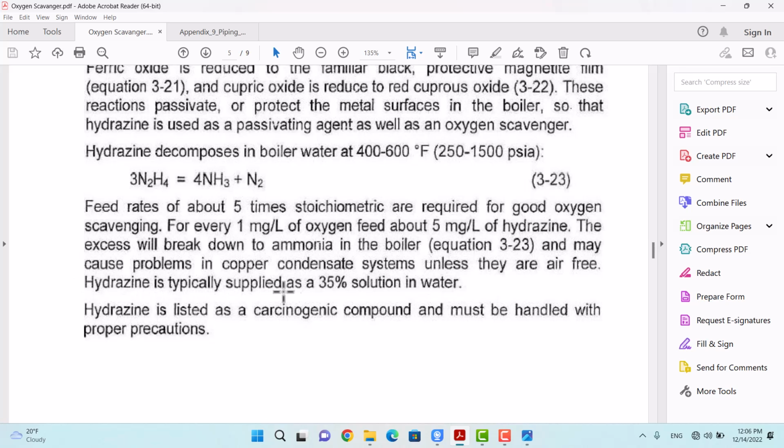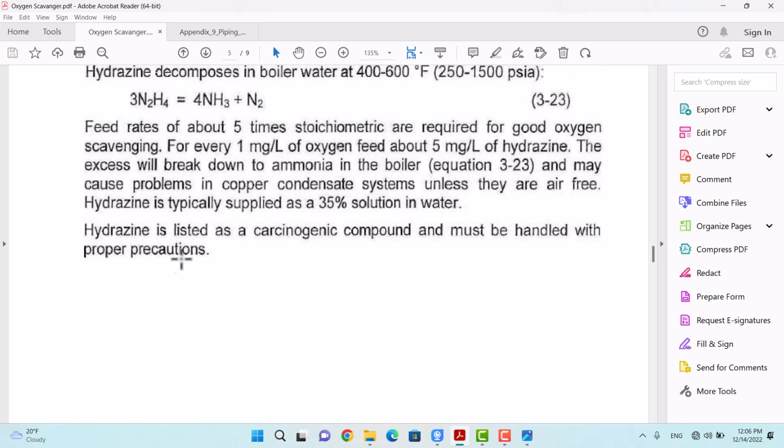Hydrazine is typically supplied as a 35% solution in water. Hydrazine is listed as a carcinogenic compound and must be handled with proper precautions. It means that those people who are responsible for loading the hydrazine in the tank might suffer some serious illnesses from handling hydrazine. Therefore, proper precautions should be taken.